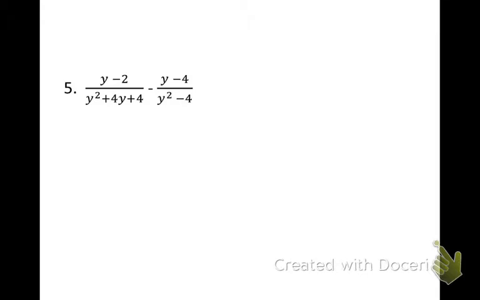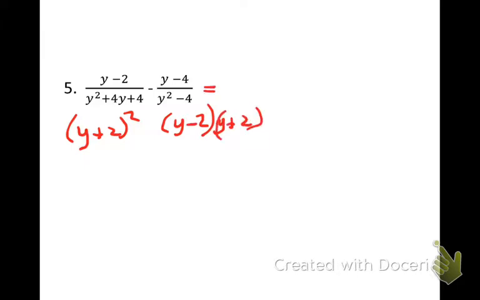Alright. This one, we got a minus sign in between, but the first step is the same. Factor anything that can be factored, so this would be y plus 2 squared, and this would be y minus 2 times the quantity y plus 2. So what is our common denominator? Well, we need a y plus 2 squared, and we also need a y minus 2.